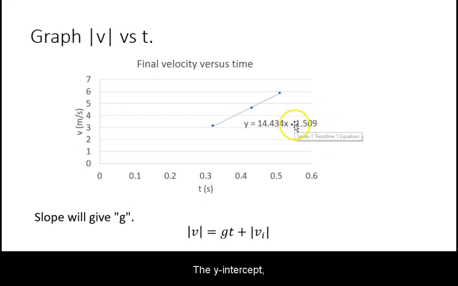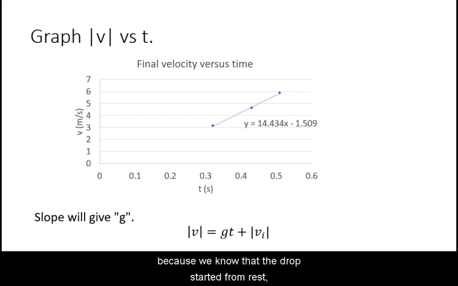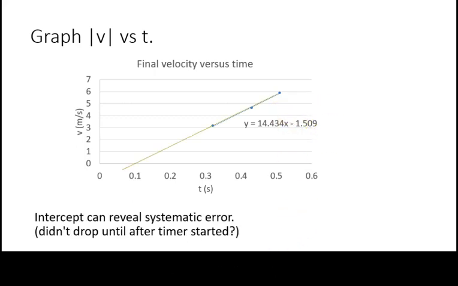The y-intercept, not shown on the line, would be an estimated initial velocity at time equals zero. However, because we know that the drop started from rest, the more physical meaning of any offset non-zero intercept is an offset in time instead.